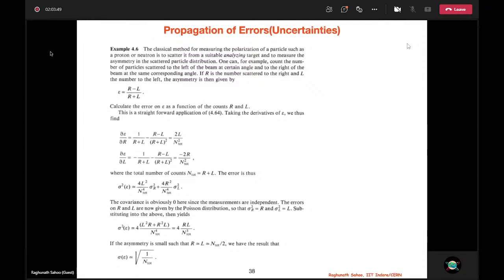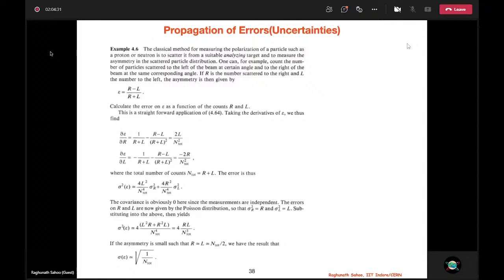So now the question is, how do I know I am getting the right answer or not? If you have a smaller asymmetry or no asymmetry, you can actually set R going to L, and if R is equivalent to L, that is equivalent to n total by 2. So if you plug this into the formula you have obtained, your sigma epsilon goes like 1 over square root of n total, and that is expected, right? This is the kind of formula we saw earlier. So this is the way to propagate the uncertainty of R and L and calculate the uncertainty on the derived quantity, which is the asymmetry parameter.